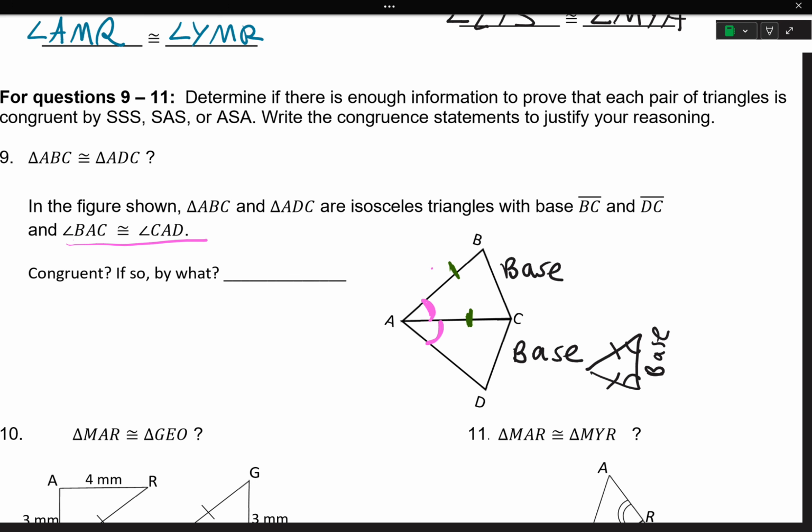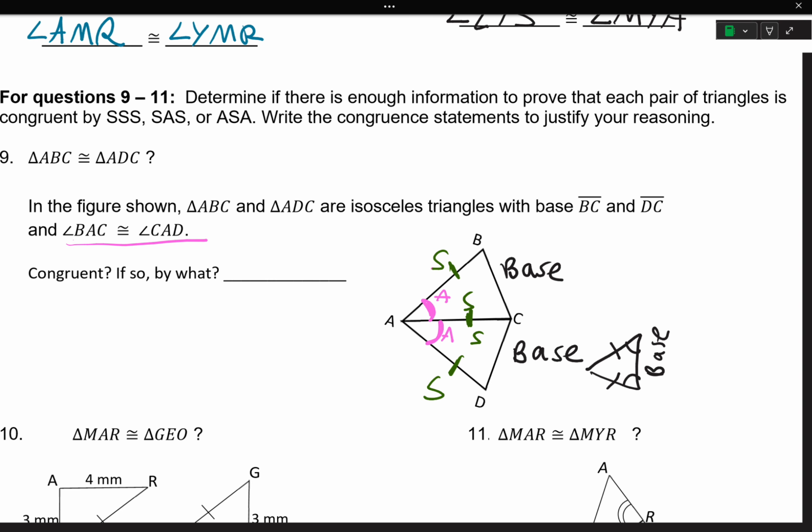I have already marked this side of the bottom triangle, and if the two sides connected to the base are the same, then this must be also one tick mark. So each triangle has two sides and an angle. But is it side, angle, side?